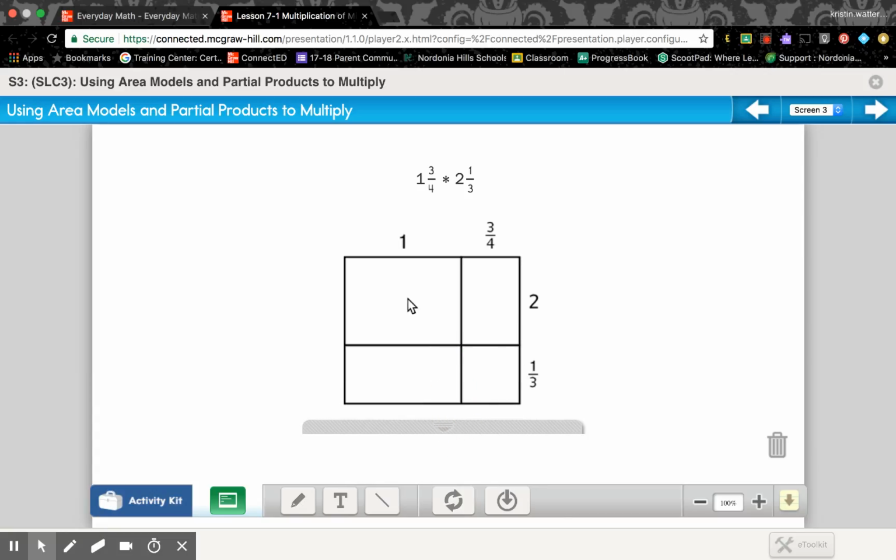So this time I have 4 partial products to multiply. So this is going to have a lot of work to go with it, and I expect to see a lot of work on your math journal and home link pages also. We cannot do this without showing our work. So to start off, we're doing this first box. So we're doing 1 times 2. So I'm going to go ahead and write that over here as one of my partial products. I do want to see your partial products listed. 1 times 2. And then for my second box here, I'm doing 3/4 times 2.